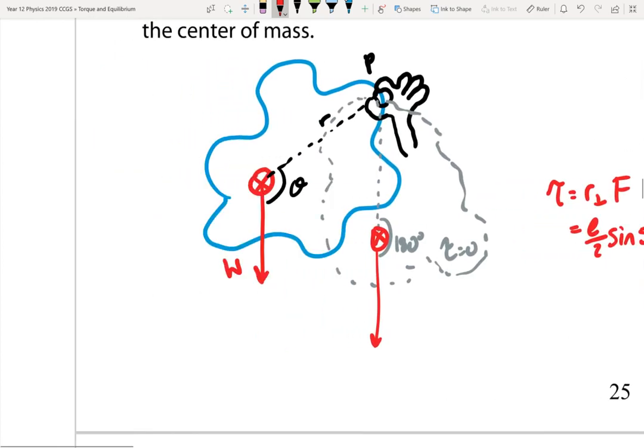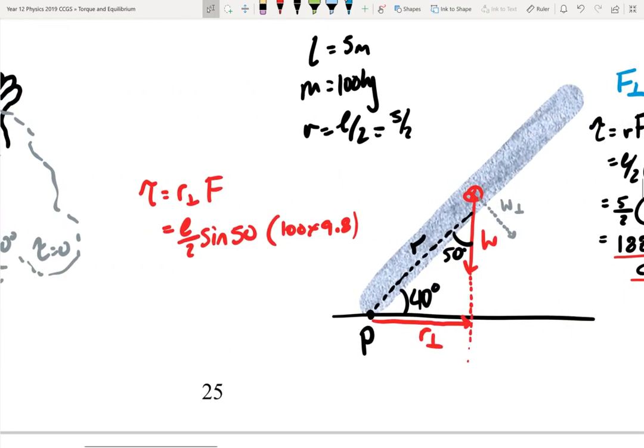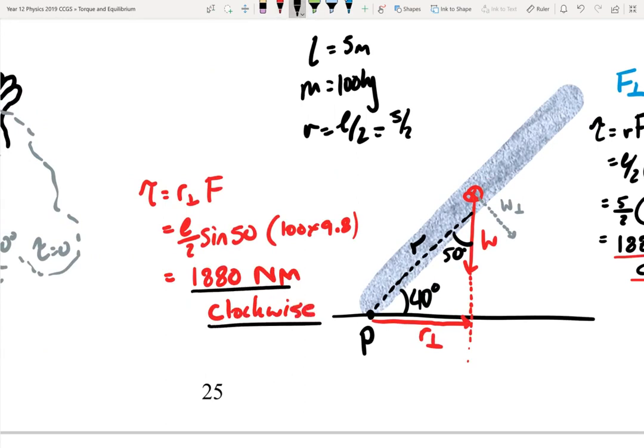I didn't mean to do that. Please go back. Thank you very much. We get the same value, 1880 newton meters clockwise, okay? As I said, 90% of the time, perpendicular force is the easiest way to do this.